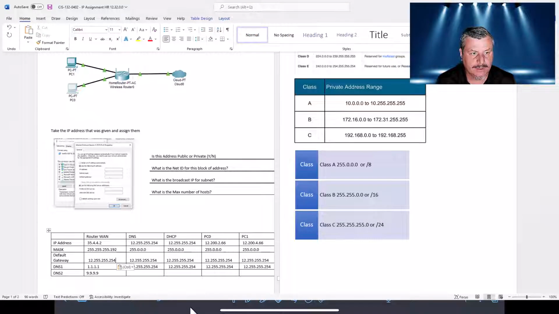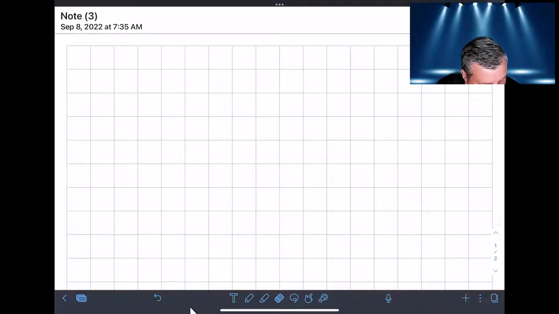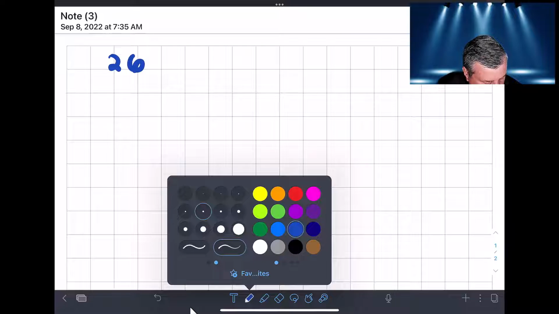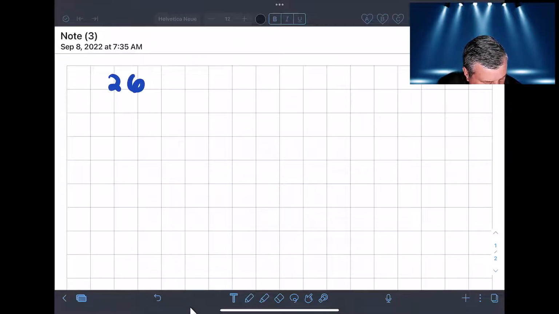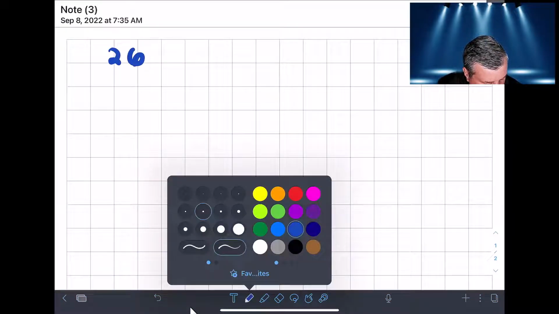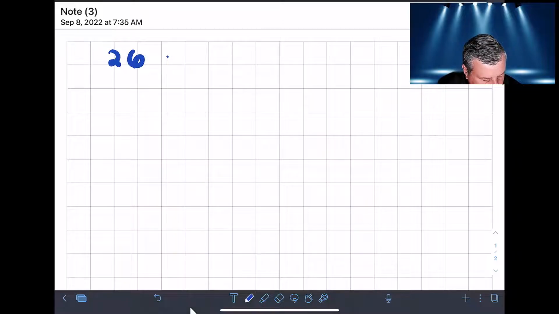So here we go. We said we had a /26. Man, that's a fat pencil. All right, let's try that. All right, that looks better.